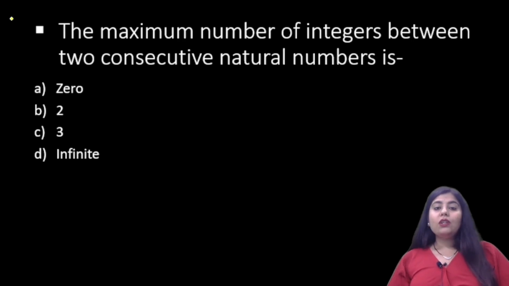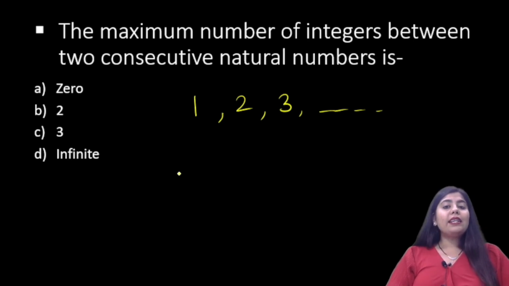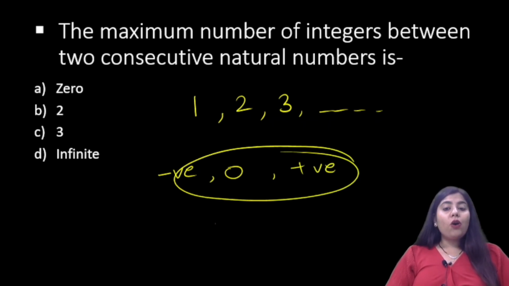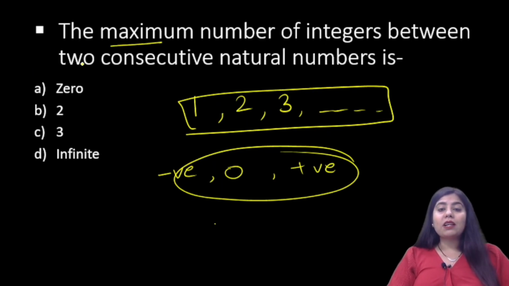We all know that the natural numbers are 1, 2, 3 and so on, and integers are negative numbers, 0 and positive numbers. Also we know that every integer is not a natural number, and one more thing, we know that in natural numbers there cannot be any integer, right? So the answer of this question is: the maximum number of integers between two consecutive natural numbers is 0.